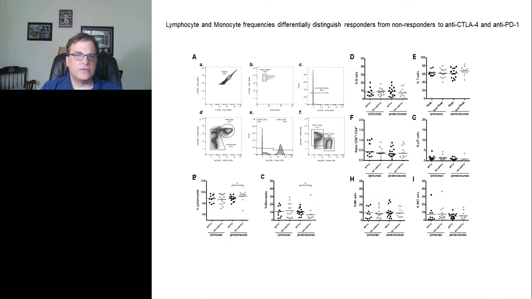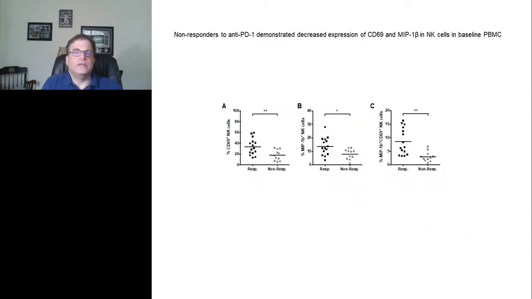And there were certainly differences in both lymphocyte and monocyte frequencies that distinguish responders from non-responders to anti-CTLA-4 and anti-PD-1. So we specifically had found for Pembrolizumab that the number of monocytes in non-responders was lower than in patients who responded, and lymphocytes for Pembrolizumab seemed to be a little bit higher in non-responders than in responders.